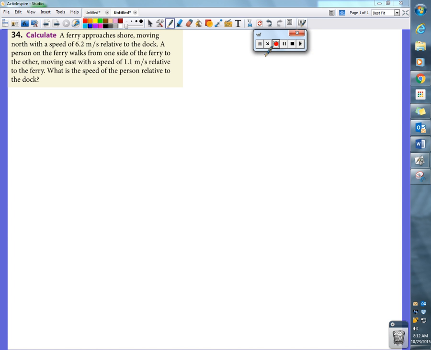All right. So, a ferry approaches shore moving north at the speed of 6.2 meters per second relative to the dock. We call that the speed or the velocity of the ferry relative to the dock or the shore. Let's say dock, I guess. Something stationary. A person on the ferry walks from one side of the ferry to the other, moving east at a speed of 1.1 meters per second relative to the ferry.